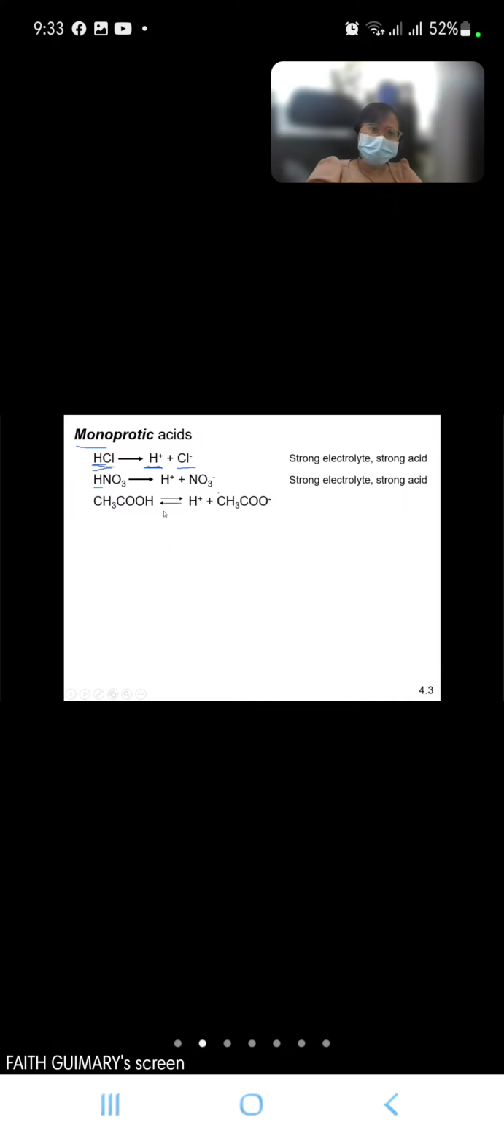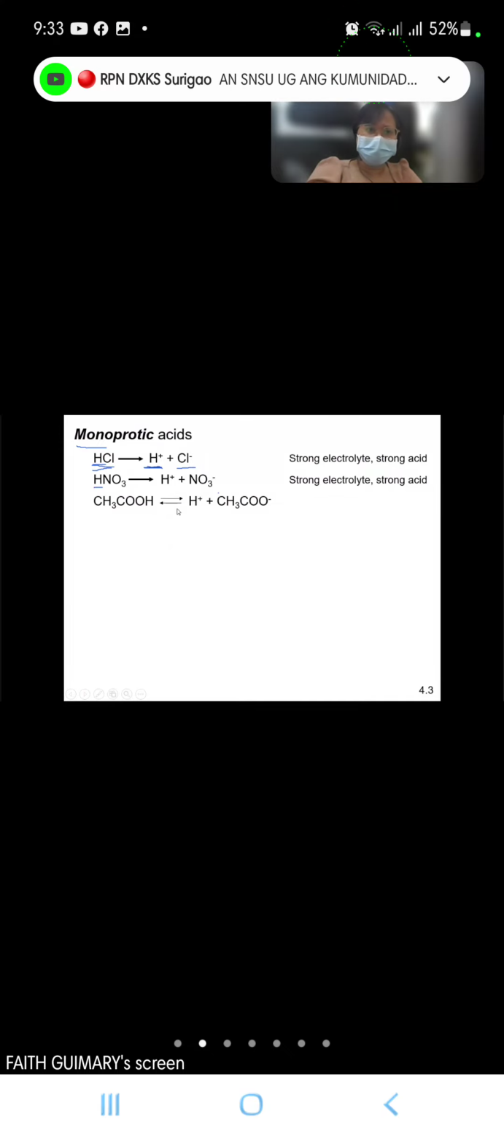Acetic acid, tanawa ang iyahang reaction. It is a reversible reaction. Although this is a weak acid, so weak electrolyte siya, it also has one ionizable hydrogen ion. So, unsa lang man ang ma-ionize sa iya, ha? This one, kana ang ma-ionize sa iya. So, when acetic acid is ionized, it will produce 1 mole of hydrogen ion and the acetate ion.